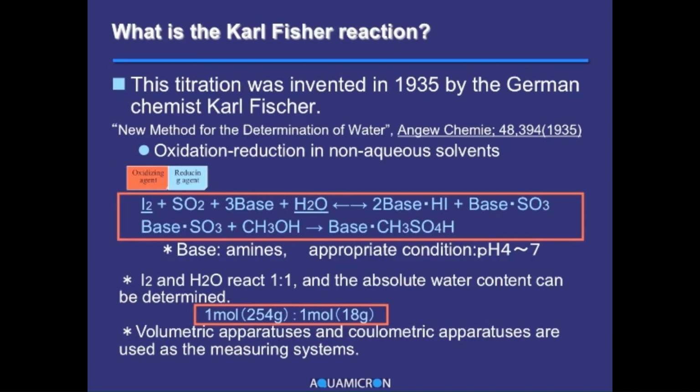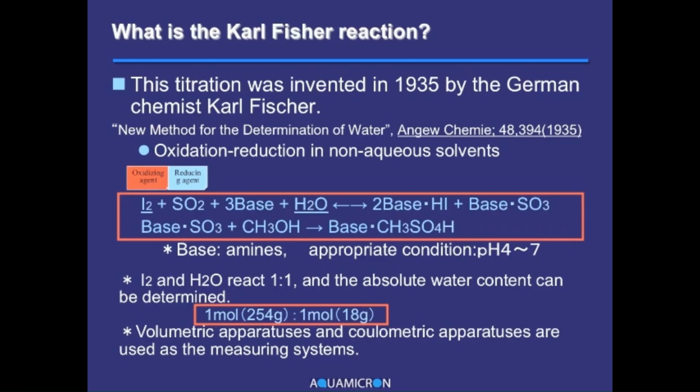Karl Fischer titration was invented in 1935 by the German chemist Karl Fischer. It is an oxidation-reduction titration used to determine trace amounts of water in non-aqueous solvents, the reaction formula for which is expressed in two chemical equations marked by an orange-colored rectangle in the middle of this slide.